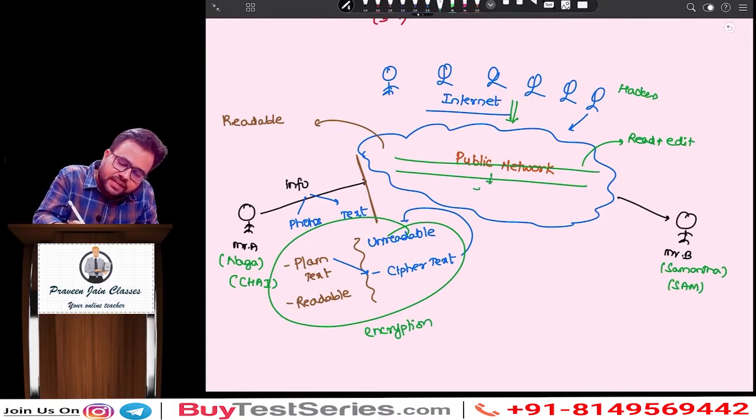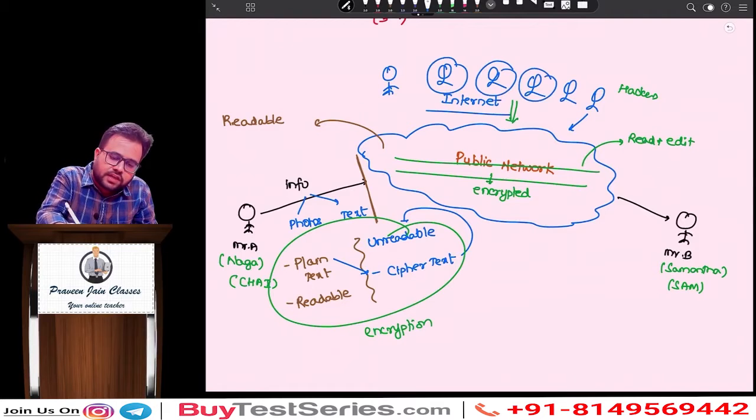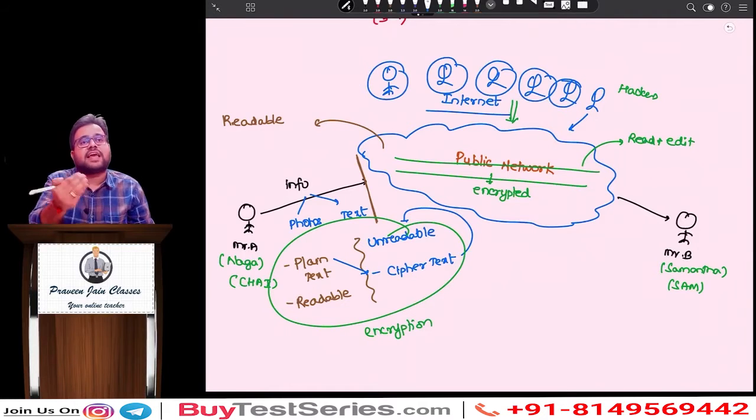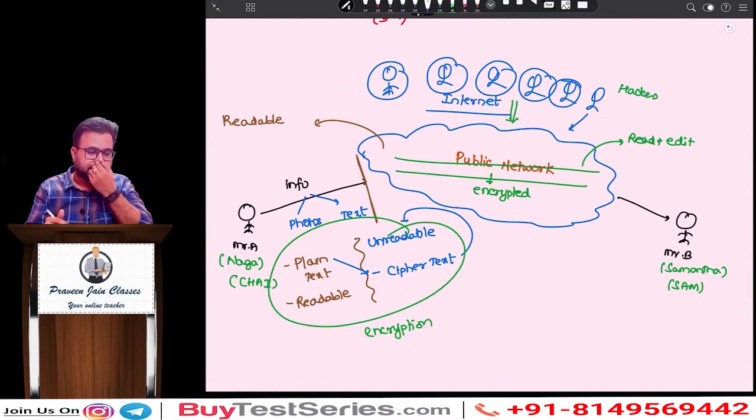So whatever data is going on the public network will now be encrypted. My question to you is, even if someone sees it, can he understand anything? The answer is no, zero understanding. This is what we find in WhatsApp, end-to-end encryption, meaning from sender to receiver the entire thing will be encrypted.